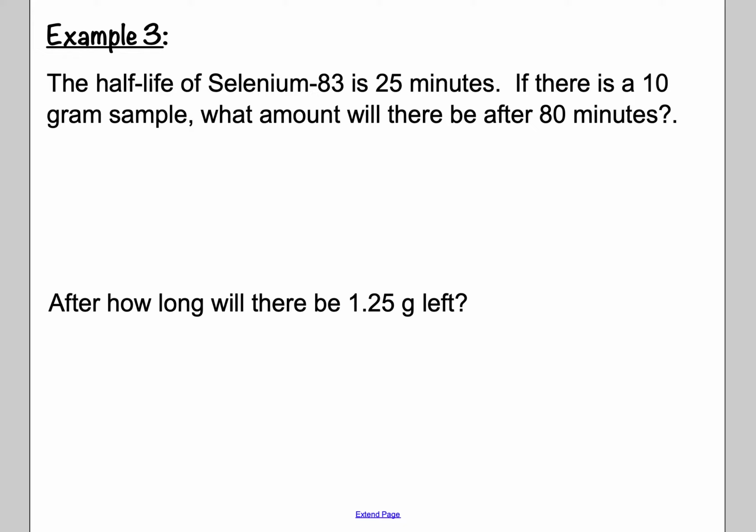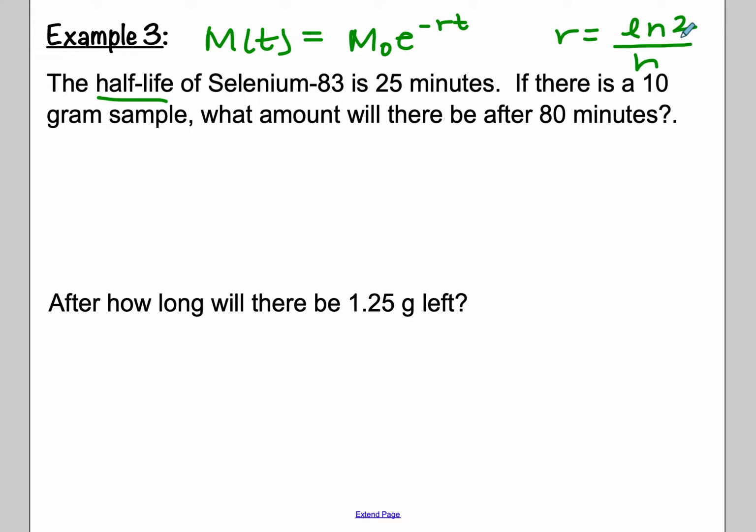All right, example 3. The half-life of selenium-83 is 25 minutes. If there is a 10 gram sample, what amount will there be after 80 minutes? Okay, so in this case, we're doing half-life. So we got m of t is equal to m sub 0 times e to the negative rt. And r is equal to ln of 2 over h. Okay, so that is just taking it from our previous slide.